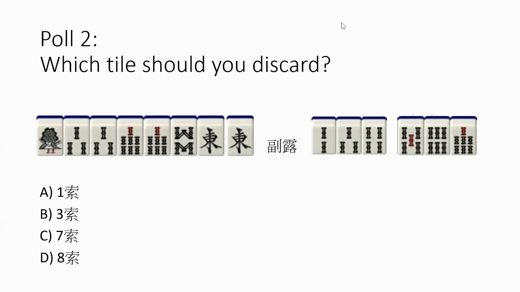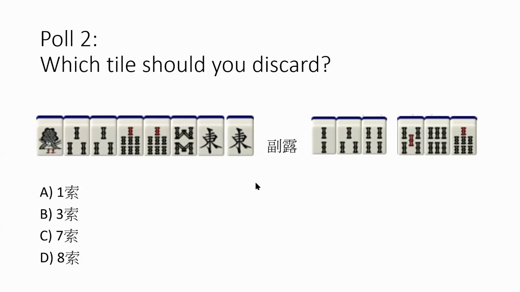So in this poll, you should be able to see that we have this hand. The hand here essentially means that you have already 上牌. Okay, so basically it means that all the other players know that you have these two melds. And so in your hand, you are only left with these tiles. So the question here is, which tile should you discard based on tile efficiency?